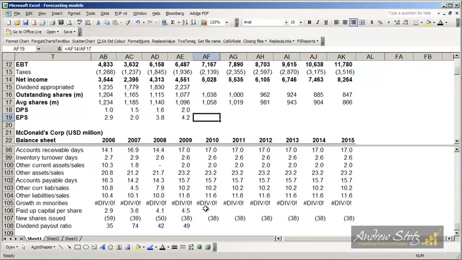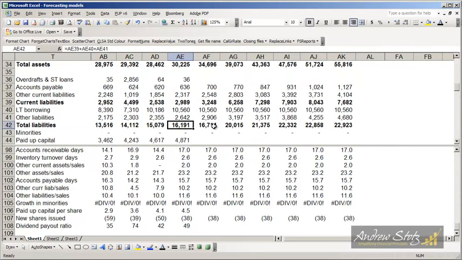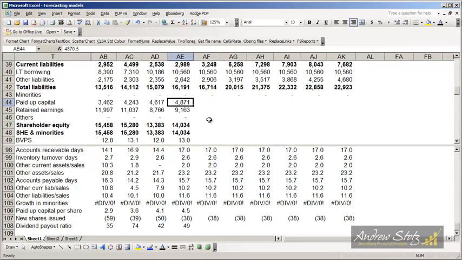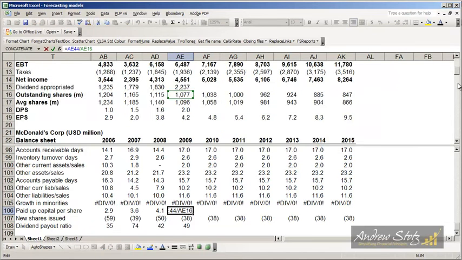Now that allows us to get to our EPS right here, which is profit divided by number of shares. And in this case for EPS, we look at average shares outstanding. So I can now copy that over, and we've got our EPS. Now from that, I can go back down to the equity section of the balance sheet and see that we have paid in capital 4871 here. If we know that we have a certain number of shares outstanding, we can divide that 4871 by the number of shares outstanding, and we'll see the paid up capital per share, in this case 4.5.